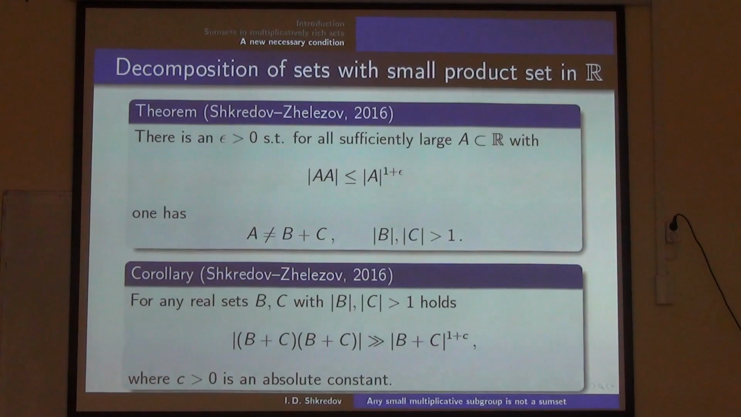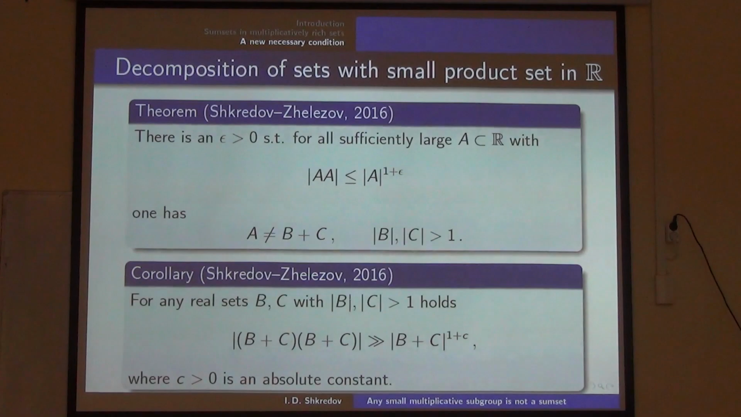So recently we also improved, with Zhelezov, this real setting theorem of Zhelezov and Roche-Newton. Of course there are no subgroups in the real setting, I mean finite subgroups. So for me, a subgroup is a set A such that A times A is small, comparable to A. And we prove with Zhelezov that any such set cannot be represented as B plus C.